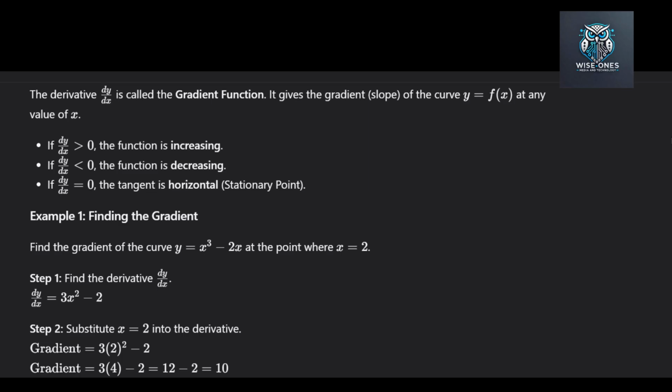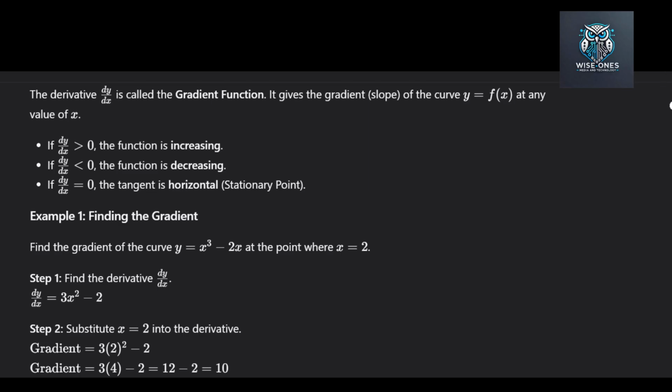If dy/dx is greater than 0, meaning it is positive, the function is increasing. The path is going uphill. If dy/dx is less than 0, meaning it is negative, the function is decreasing. The path is going downhill. If dy/dx equals 0, the tangent is horizontal. This is a stationary point. The path is flat for a moment.